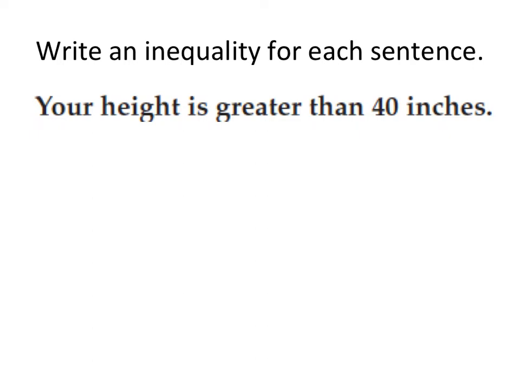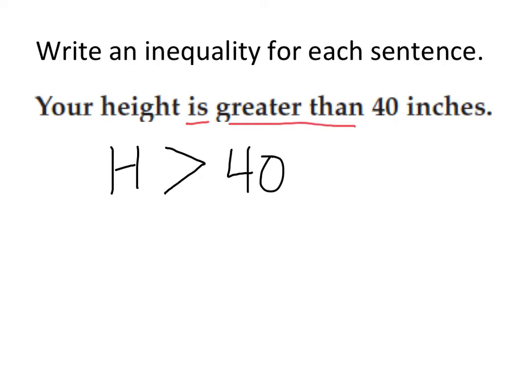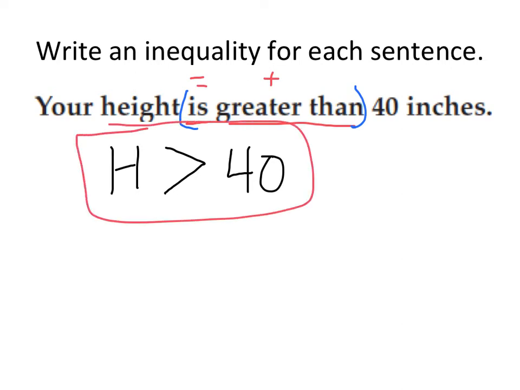On this slide, same directions, we're going to write an inequality for the sentence. Your height is greater than 40 inches. So we don't know what your height is, so we'll call it H. Is greater than, of course, means that it's the greater than sign, and the number is 40. And I want to point out again, don't confuse the is and greater than as something that means equal to plus. You need to think of it as a phrase. These always go together, and that's the greater than sign. So your answer is H is greater than 40.